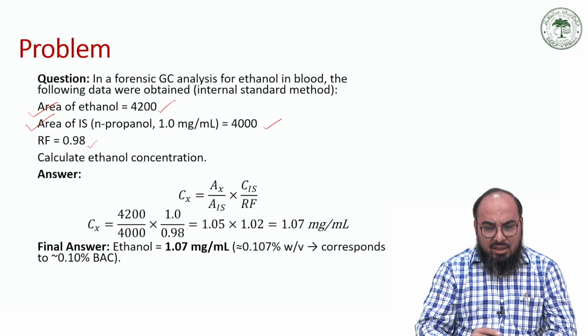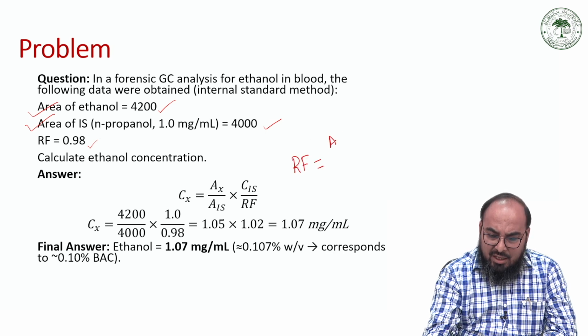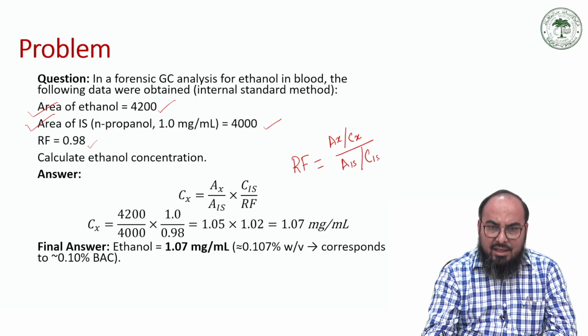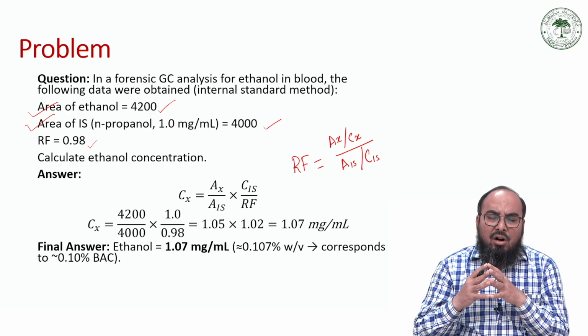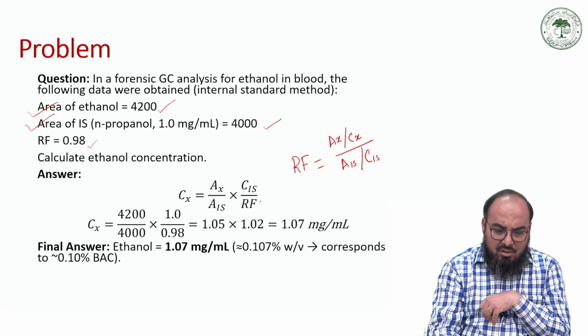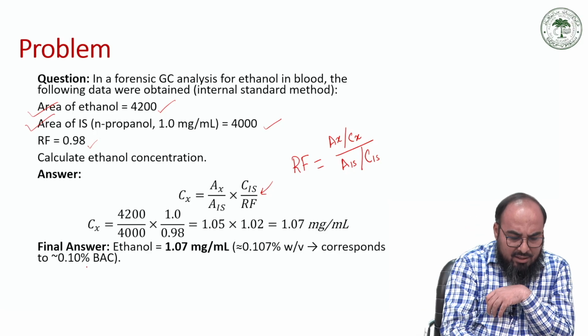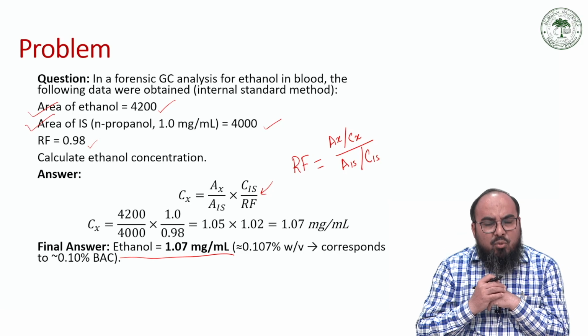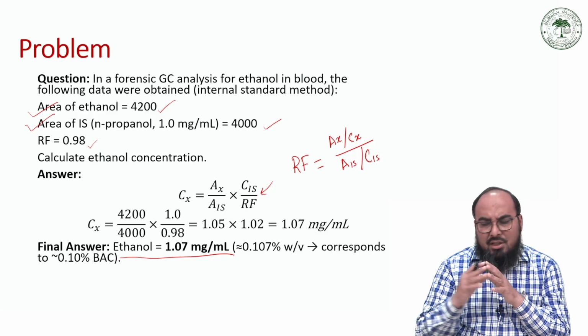So you have the formula. If you remember, RF was (AX/CX)/(AIS/CIS), where AX is the area under the analyte, AIS is the area under the internal standard, CX is the concentration of analyte, and CIS is the concentration of your internal standard. So you put all these in and reshuffle this. If you populate all your values in this expression, then you will get 1.07 milligram per ml. That is actually the concentration of ethanol.